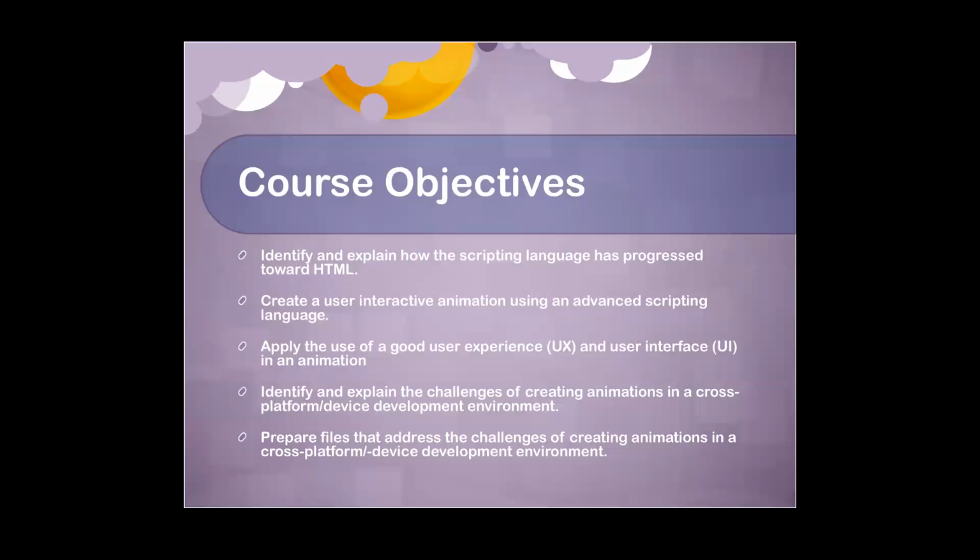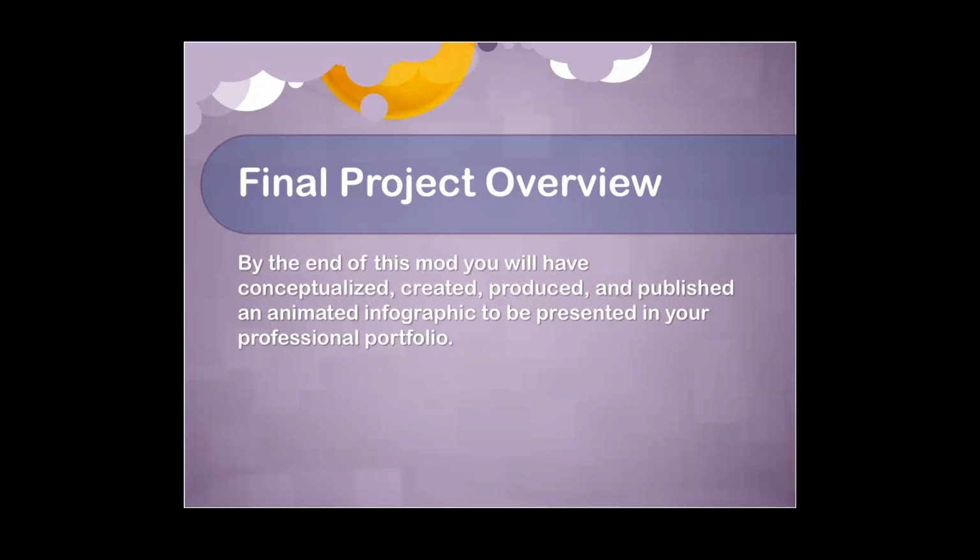We say cross-platform device, but basically we're just saying something that can work in both a small device versus a large device. Number 5, prepare files that address the challenges of creating animations in a cross-platform device development environment. And that's basically the publish step. It's basically outputting your creation to a file format that is supported by the target device. Any questions? No. Okay.